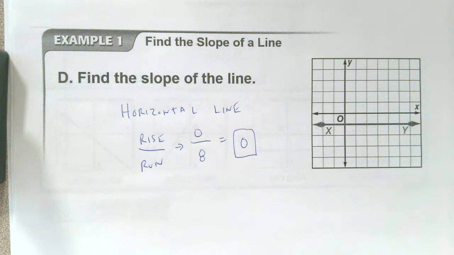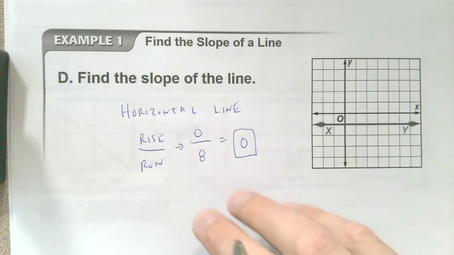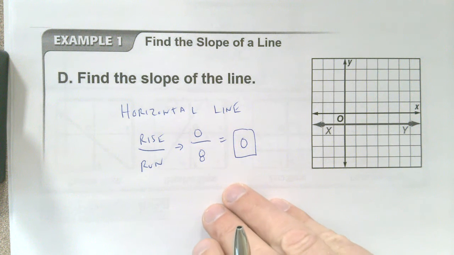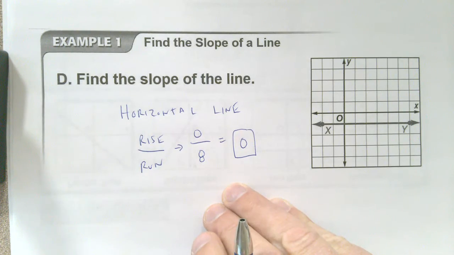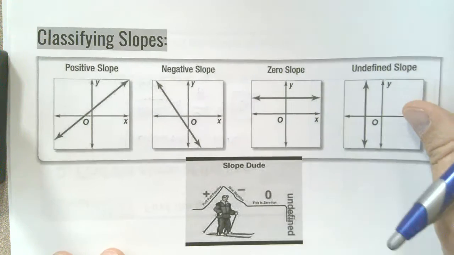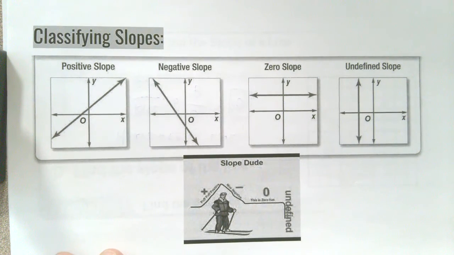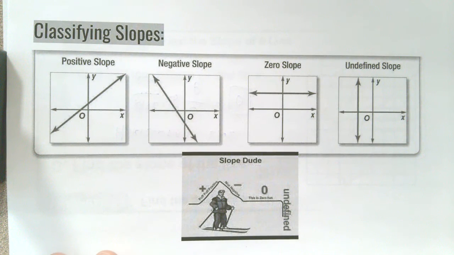So horizontal line is going to be 0 slope. I like to use the analogy of the skier. So I've got a little summary sheet here of our different slopes. We call it the slope dude. The way I kind of think of it is if it's a horizontal line and we're skiing, we're not going to go anywhere without a lot of work. So we're going to stay in place at 0.